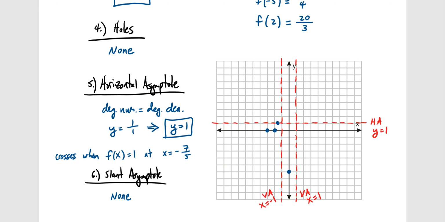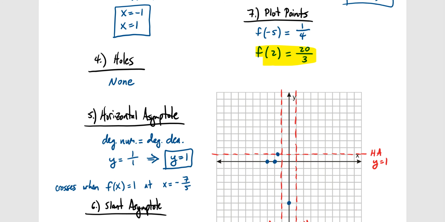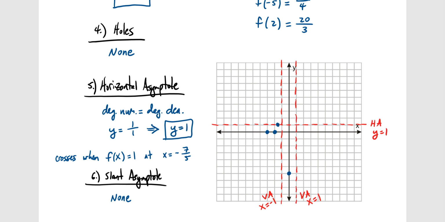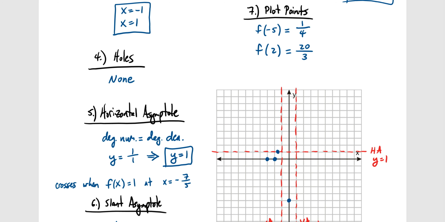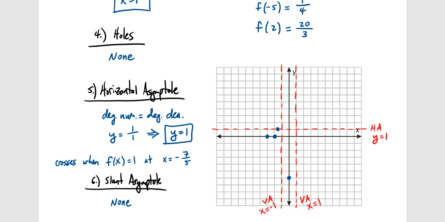So for that one, I used f of 2. And I also wanted another point over here somewhere to see what's going on, so I used negative 5. So I evaluated these. F of negative 5 is 1/4. F of 2 is 20 over 3. So let's plot those right now. So f of negative 5 is 1/4. And f of 2 is 20 over 3, which is about 6.7-ish.